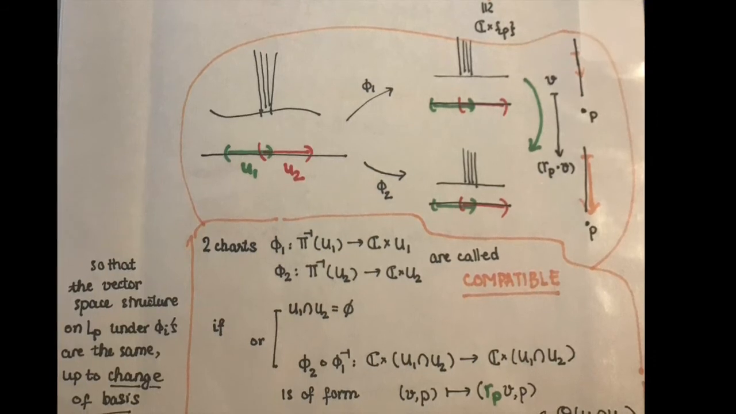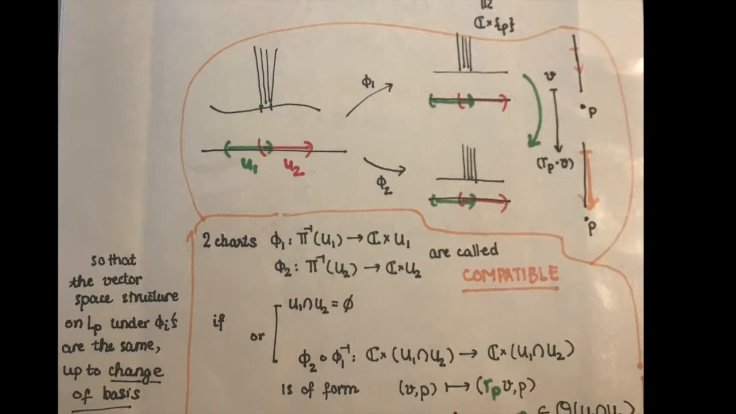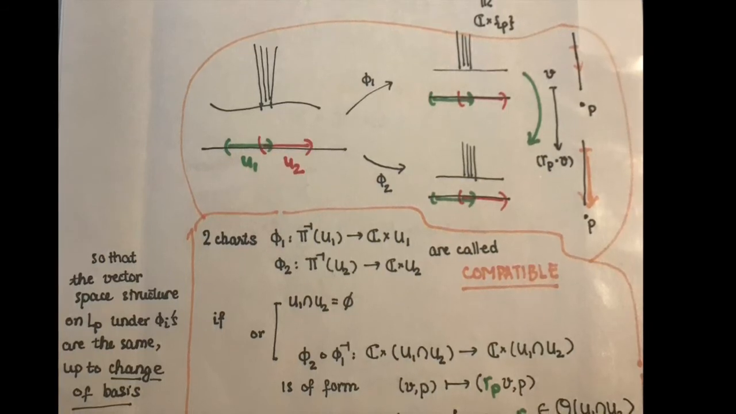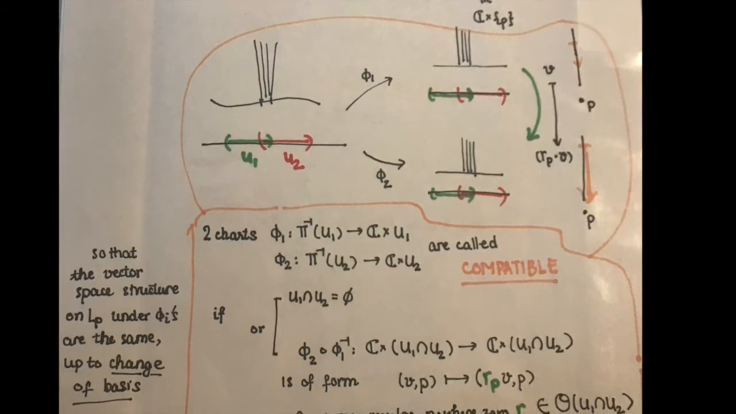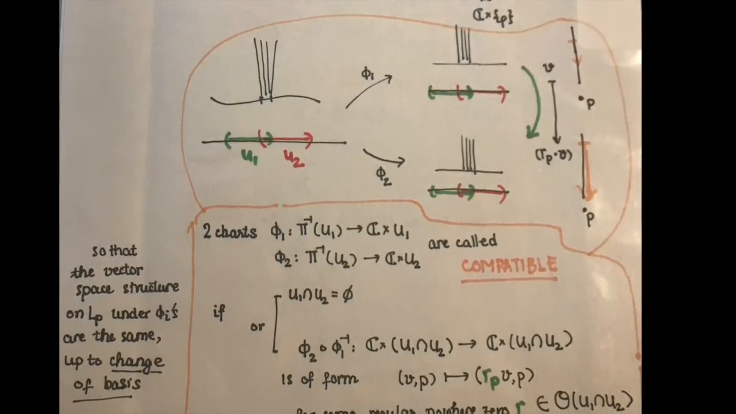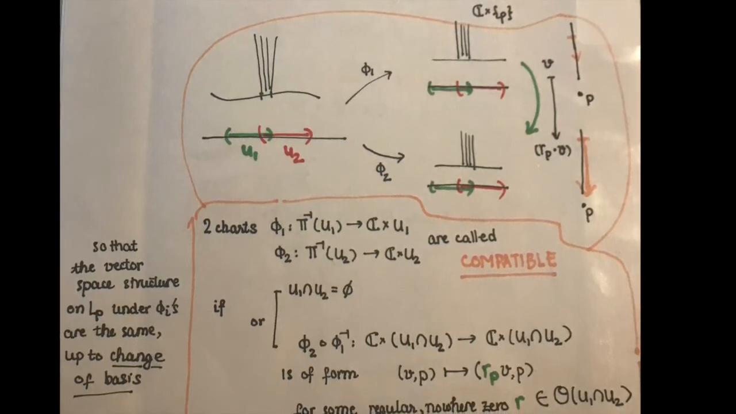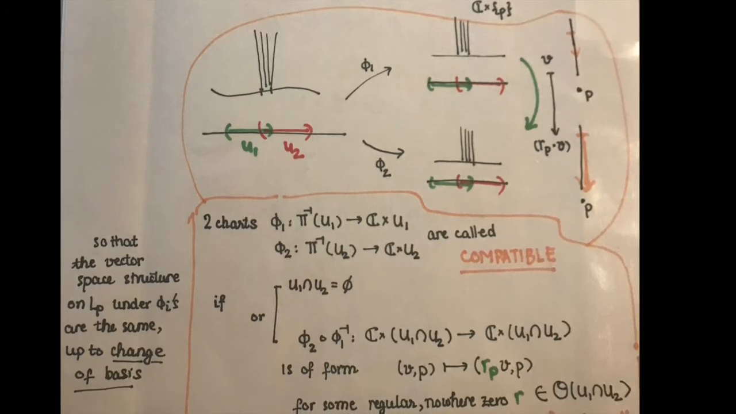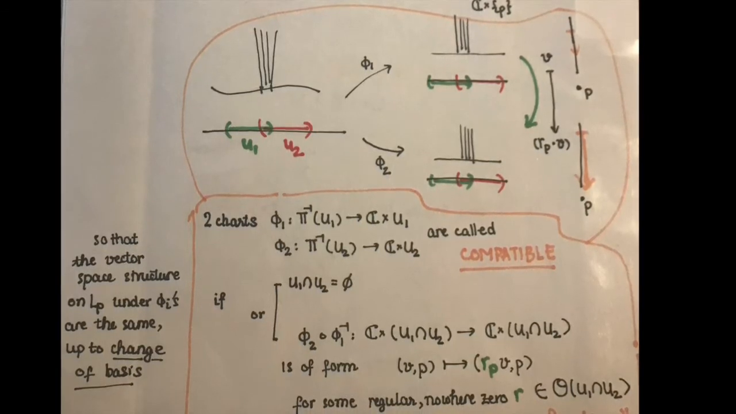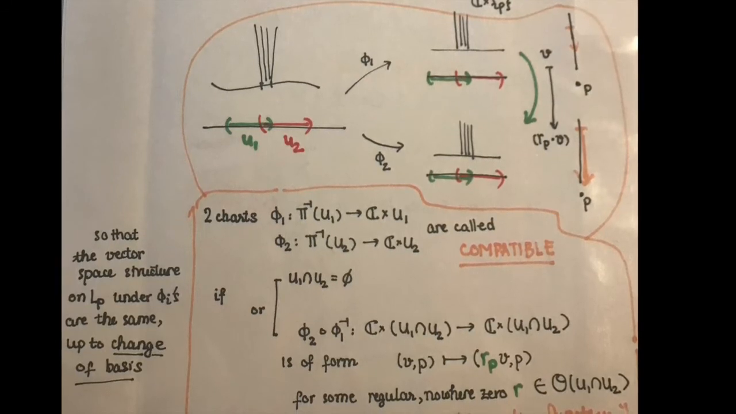Now on the whole of V, that will correspond to a map, right? That map will send every point V in the fiber to something multiplied with V, and our requirement is that this map is regular and nowhere zero on V.